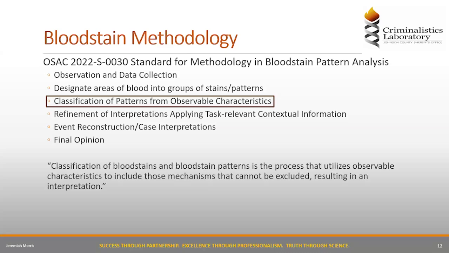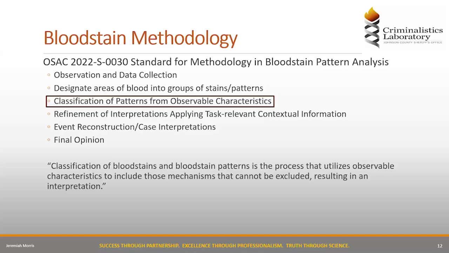And they go on to say, quote, classification of bloodstains and bloodstain patterns is the process that utilizes observable characteristics to include those mechanisms that cannot be excluded, resulting in an interpretation. So we see two different concepts here. The first is what drives the classification. It is the observable characteristics. But the other thing is, what approach are we taking? Are we taking an exclusion-based approach, or are we taking an inclusion approach?